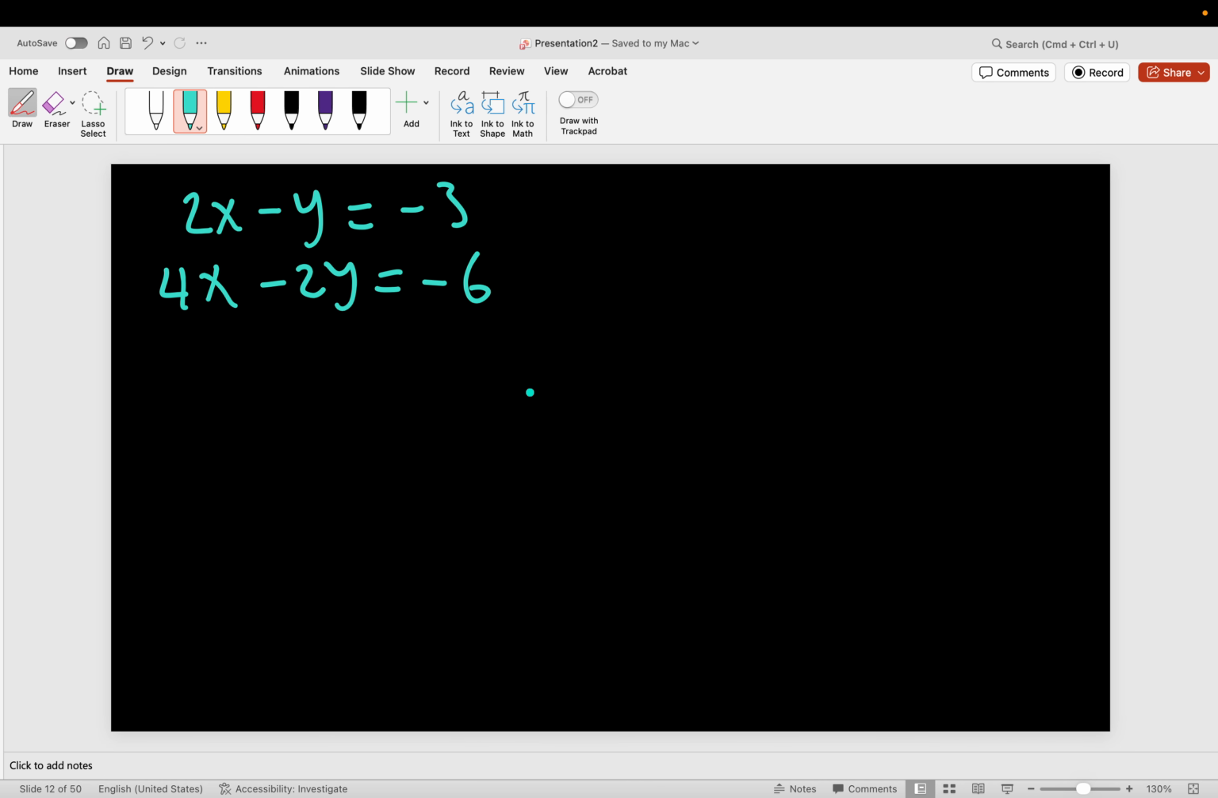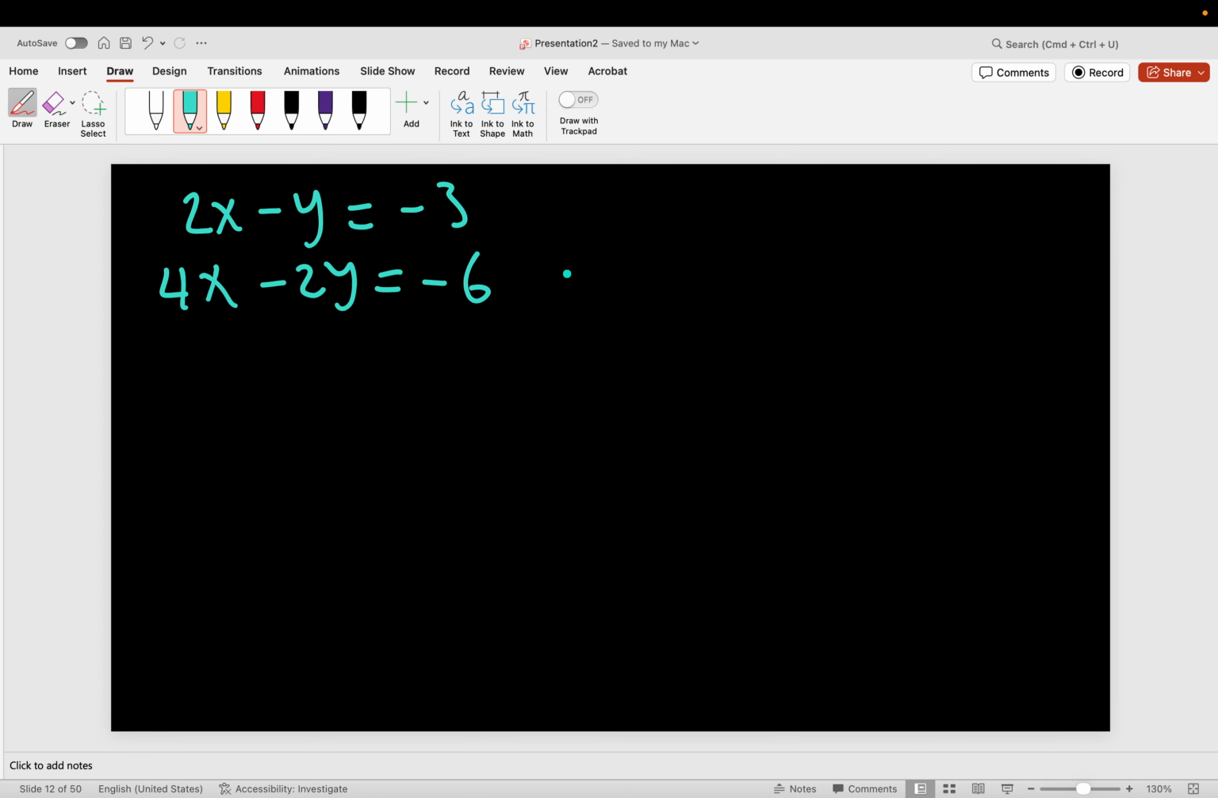Before I solve for this, can you all guess what kind of solution this system of equations is going to have? Do you think it's going to be infinitely many, or do you think it's going to be no solution? Go ahead and put it in the comment section before I solve for it.